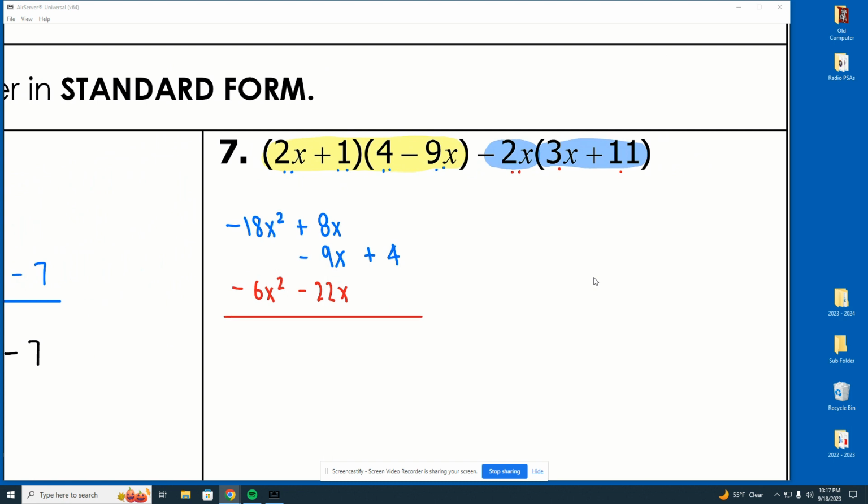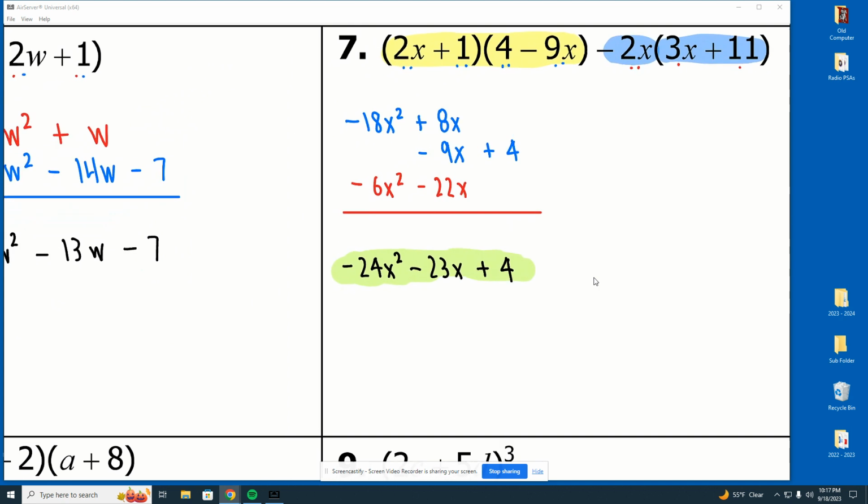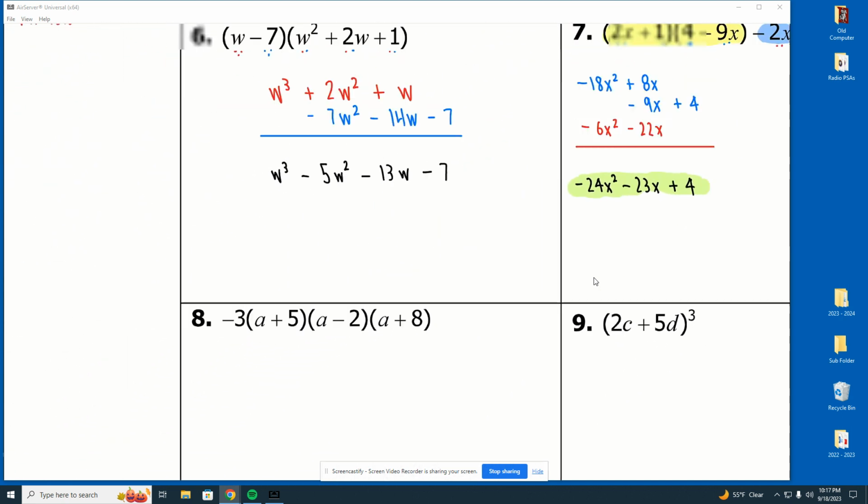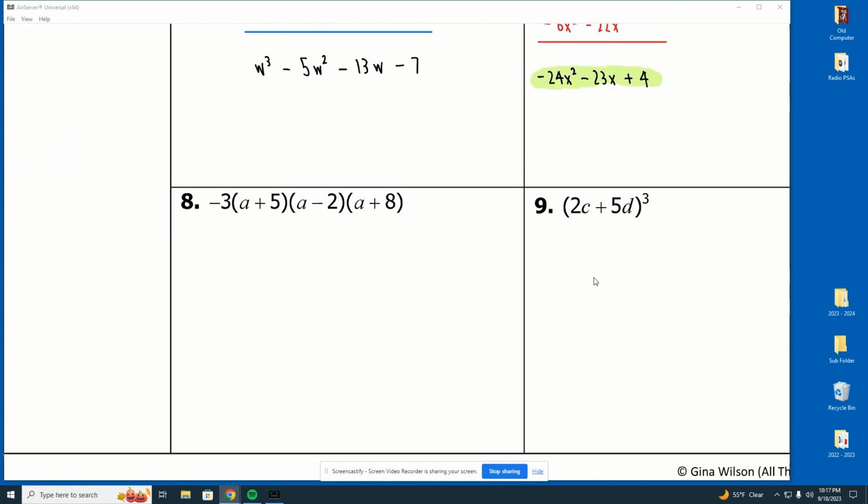So here we go. Negative 18 minus 6 will become negative 24x squared. 8 minus 9 is negative 1. And negative 1 minus 22 is negative 23x plus. The constant drops straight down, and there is my answer. So what do you think? I hope that you guys are like, yeah, it's a little tricky, but I can do that. You can do that. You just got to concentrate, okay? All right, let's keep on moving.